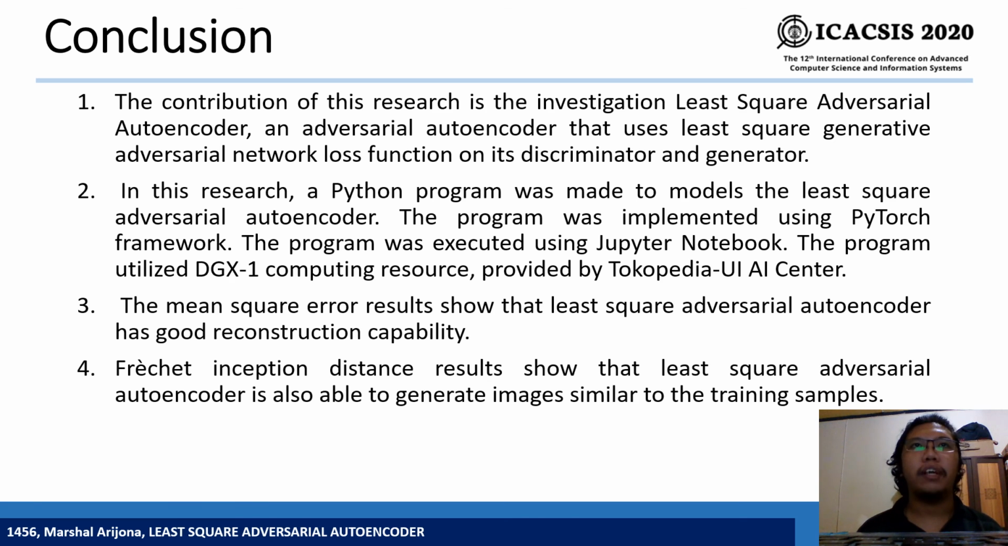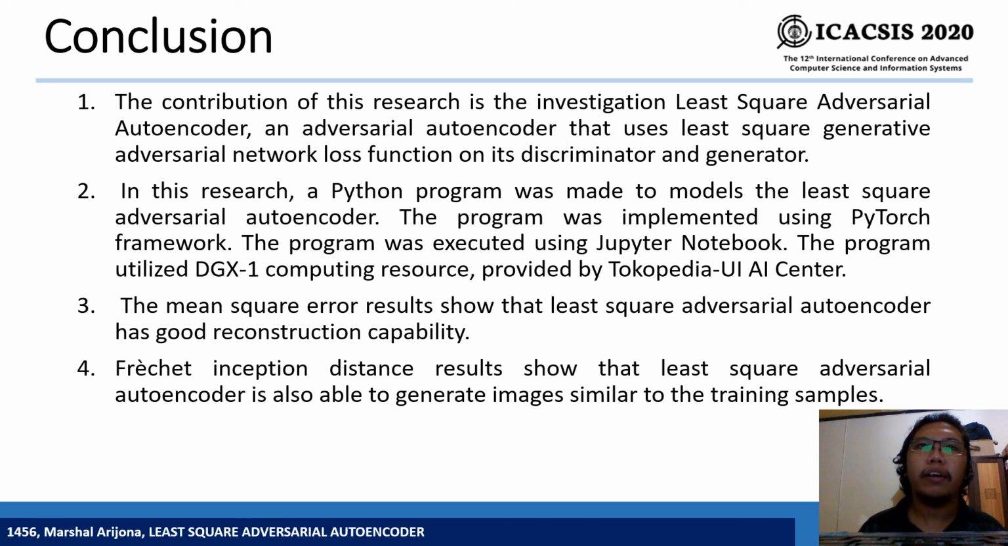So this is the conclusion of our research. First, the contribution of this research is the investigation of the least square adversarial autoencoder, an adversarial autoencoder that uses the least square generative adversarial network loss function on its discriminator and generator. Second, in this research, a Python program was made to model the least square adversarial autoencoder. The program was implemented using Python's framework, executed using Jupyter Notebook, and utilized DGX1 computing resources provided by Tokopedia UI AI Center.